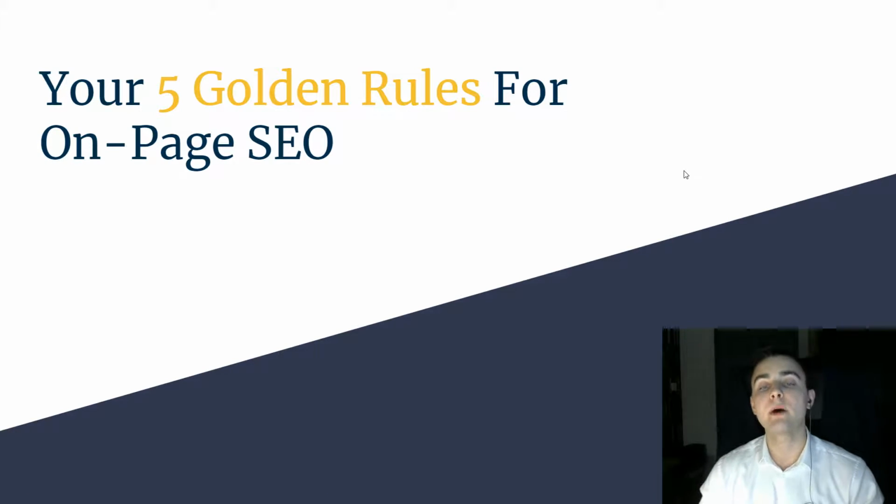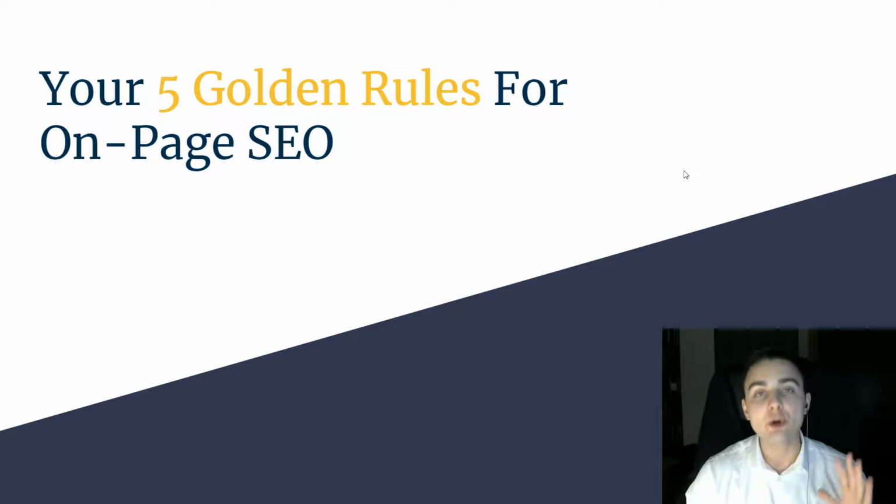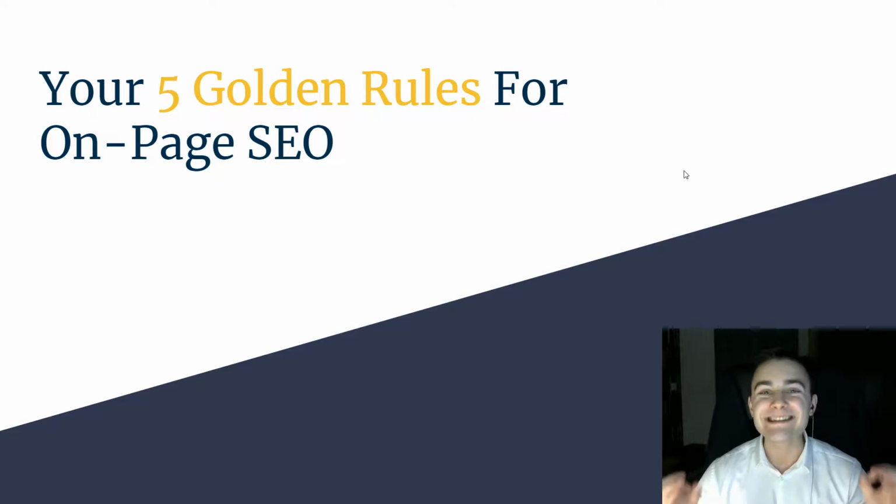I'm super excited about this one because I'm going to talk about your 5 golden rules for on-page SEO. I'm going to talk about exactly what Google wants to see on your page, which elements are the most important for optimization in every single website, whether it be a post or a page, and really dive into what makes these 5 elements important and how exactly Google uses them to judge relevance.